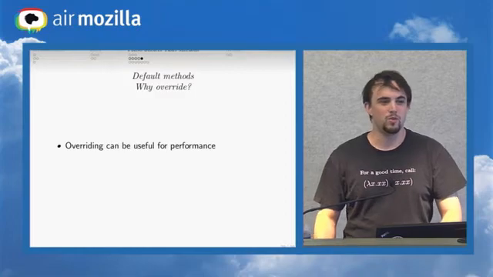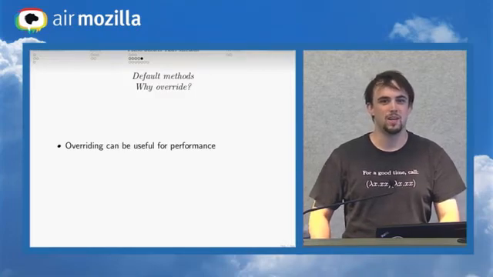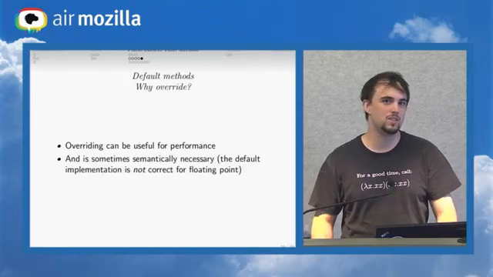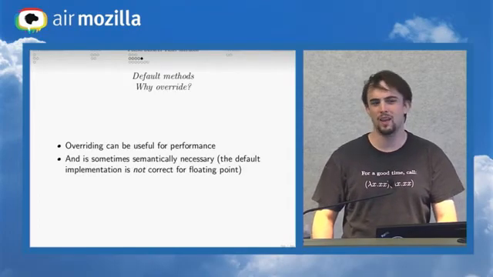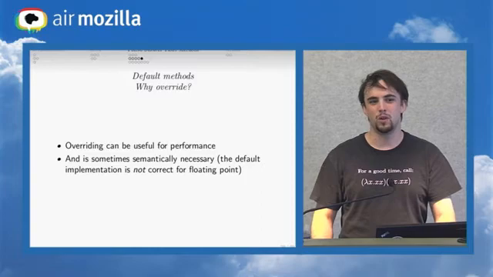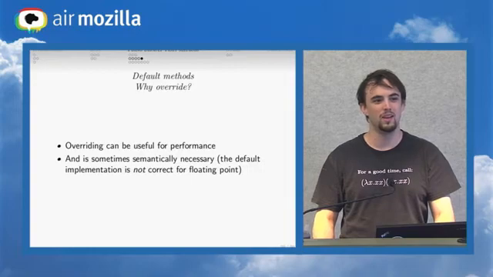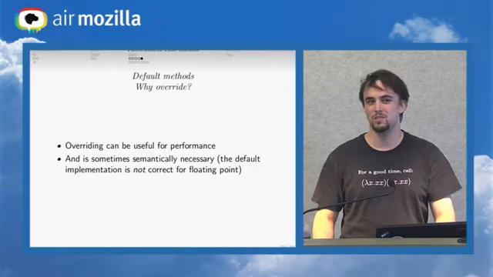Okay, so overriding can be useful for performance, as in that example, except probably not because compilers are good at optimizing. And sometimes it's actually semantically necessary, right? For floating point numbers, it is not actually the case that inequality is just the inverse of equality, right? If one of the two elements is not a number, then both equality and inequality are false.